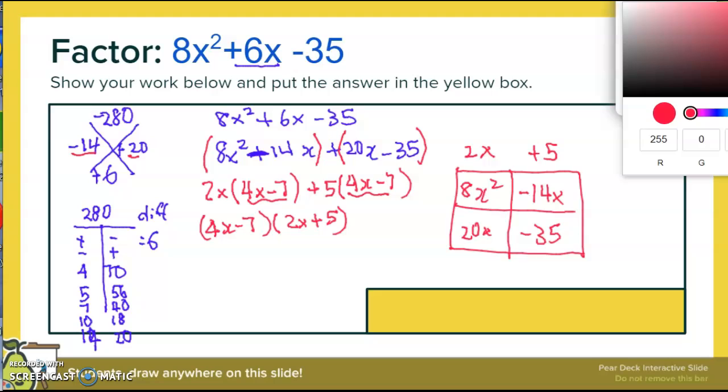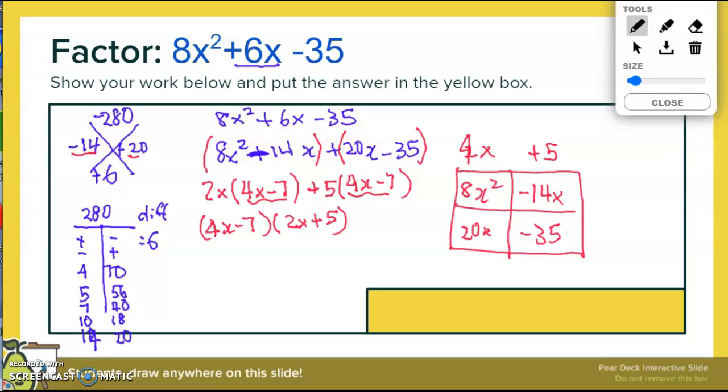I'm sorry, I meant 4x, this one should be 4x minus 7. And this is 2x plus 5.